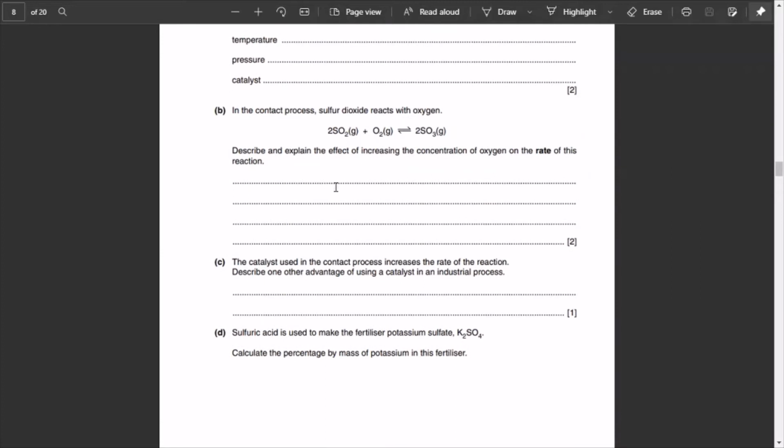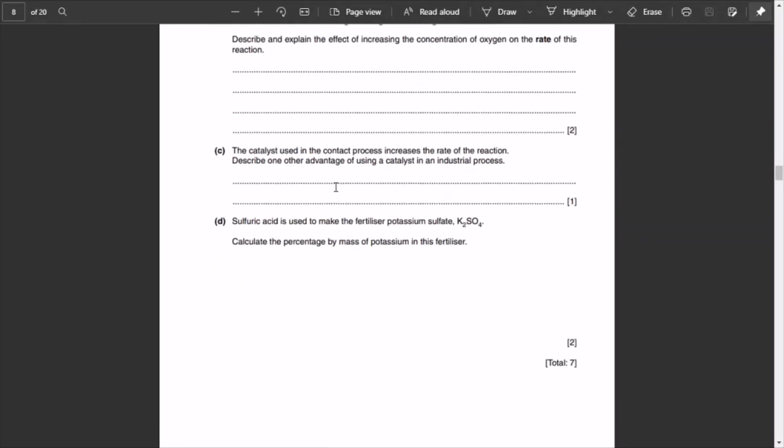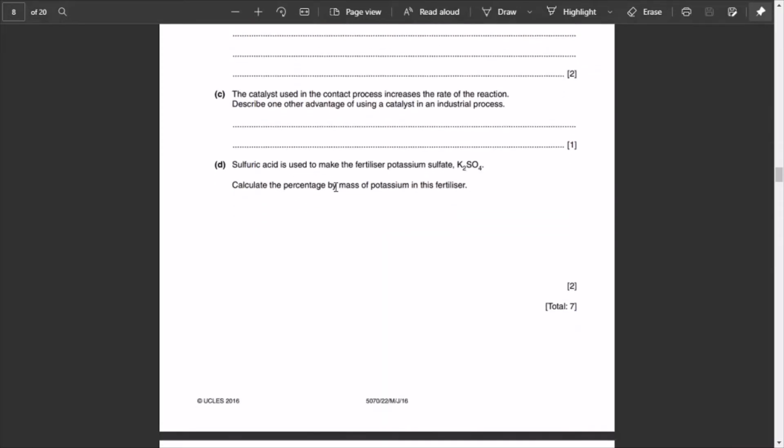Moving on to part C, the catalyst used in the contact process increases the rate of reaction. Describe one other advantage of using a catalyst in an industrial process. Okay, so for this, because of using a catalyst we can save time and we can reduce the cost of the entire process. So yeah.